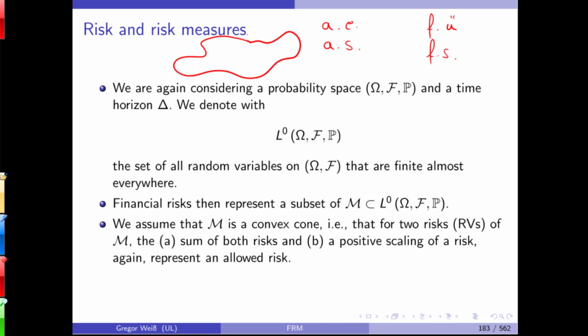This seems to be theoretical, but think of it this way. If mathematically you were not requiring this, you could think of a market where you have two individual risks and the combination of these two risks would not be possible. But it should be possible, so the set of risks should be a convex cone. Is that clear? That's the only thing geometrically we need today.